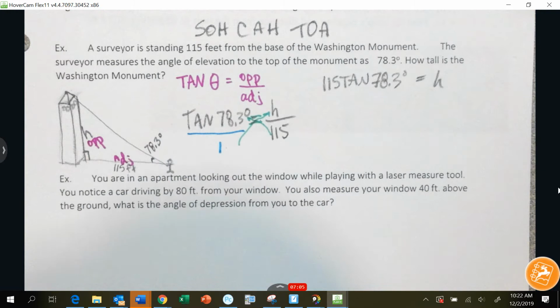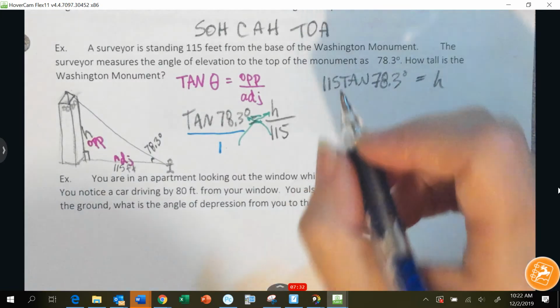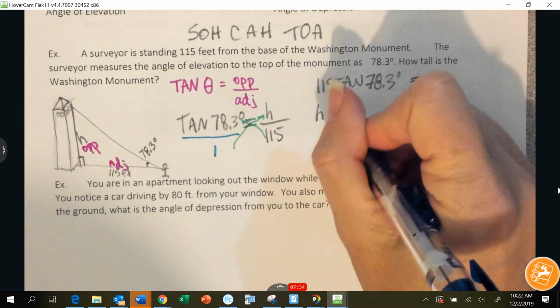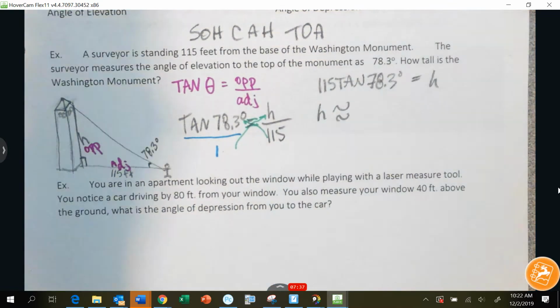I just have to know what that answer is. This is not one that I could do by hand because 78.3 is not one of our special ones, so I'm going to use my calculator. You already got the answer. Good, I look forward to hearing it in a moment. What'd you get? It's going to be an approximation because it's a horrible decimal. We can't get it exact.